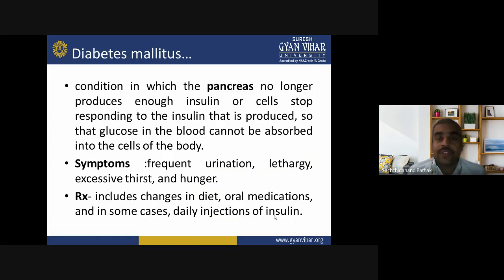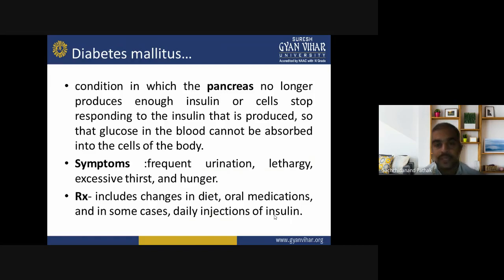Now, if the pancreas no longer produces insulin, or the cells stop responding to the insulin, the glucose level in the blood can increase. So glucose level in the blood can increase for two reasons. One, the pancreas is not able to release enough insulin, पेनक्रियाज insulin को release नहीं कर पा रहा है, और second, pancreas insulin को release तो कर रहा है, but cell response नहीं कर रही है insulin को. Cells stop responding to the insulin, cell resistant हो गई है. So in both conditions, the blood sugar will be increased. The glucose in the blood will be increased.